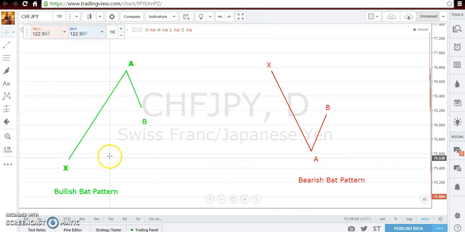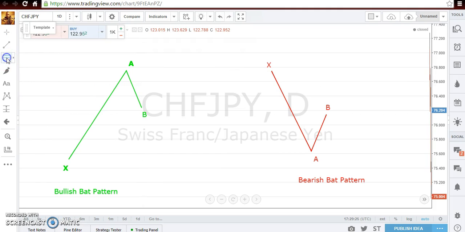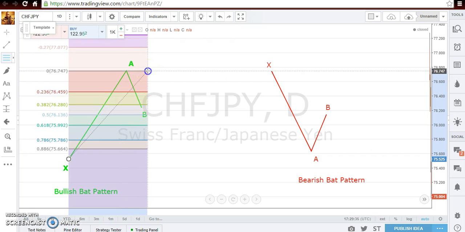So for a bat pattern, the A to B retracement is a very crucial characteristic. The A to B retracement of a bat pattern, or the B point of a bat pattern, must touch the 50% retracement of a Fibonacci line. To draw the Fibonacci line, we're gonna go from X to A, just like we did with our labeling. X is the starting point, A is the end point.